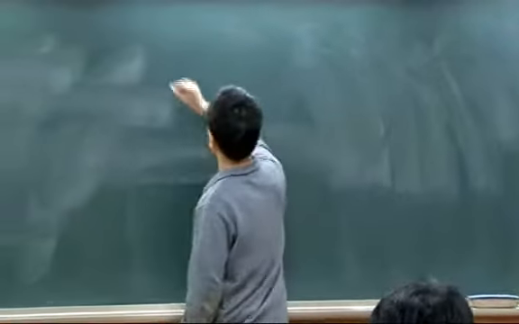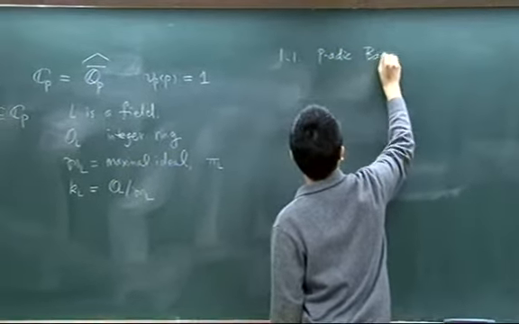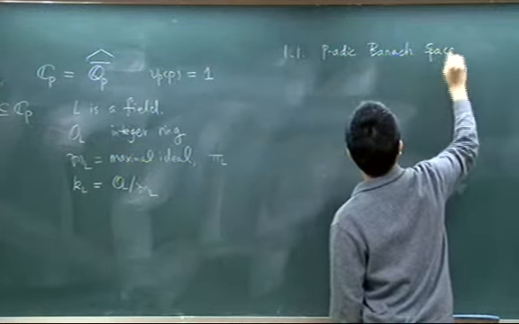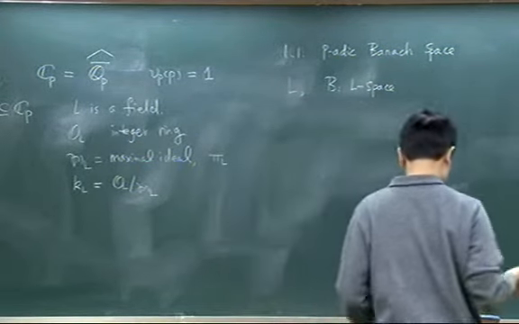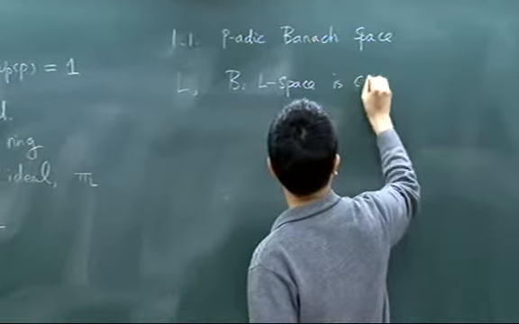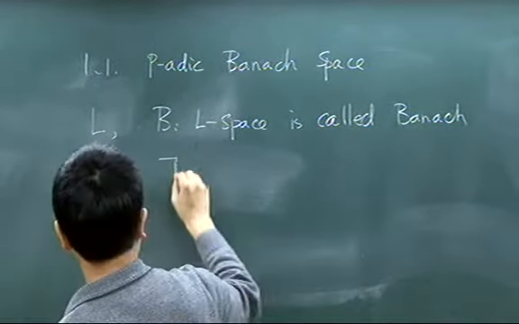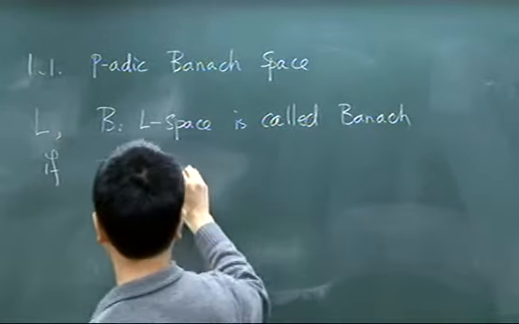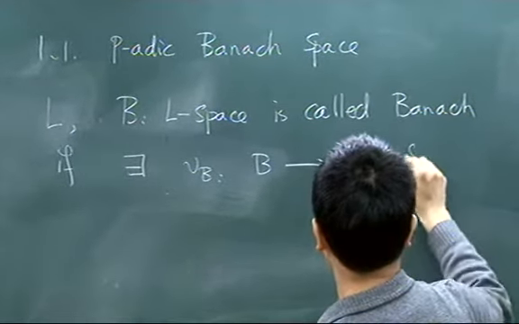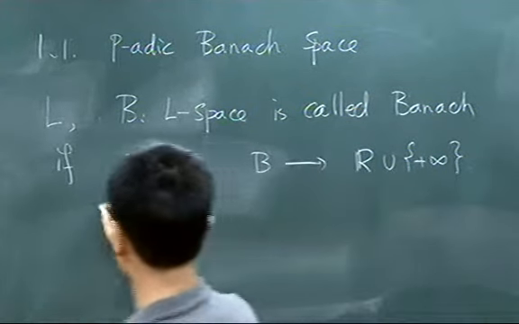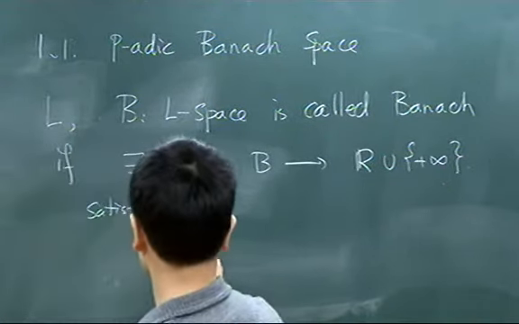In this talk it is basically just p-adic analysis. So first I will talk about p-adic Banach spaces. So let B be an L-vector space, and it's called Banach if there exists a semi-valuation v_B, for example from B to R union plus infinity, satisfying some properties. There are three properties.